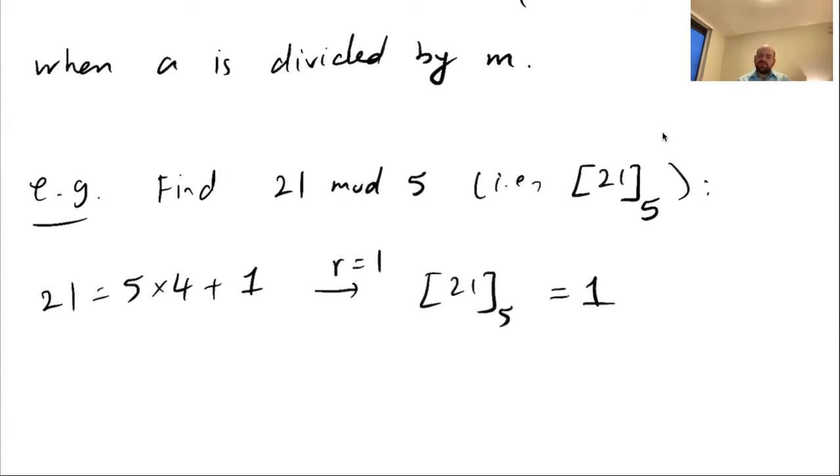Okay, so we just want to say that the remainder above in the division algorithm is also called a mod m, when you divide a by m and you get the remainder R, or also denoted by this notation.